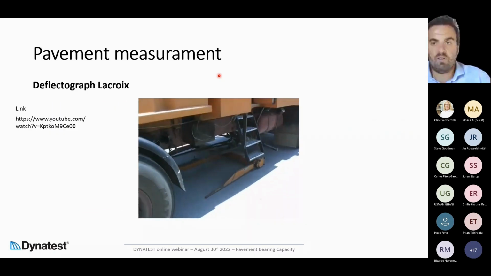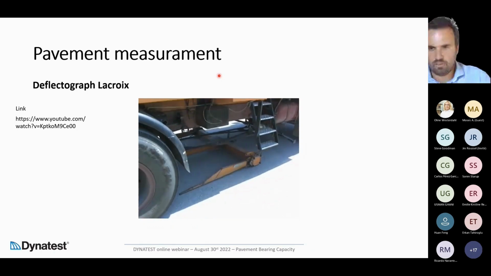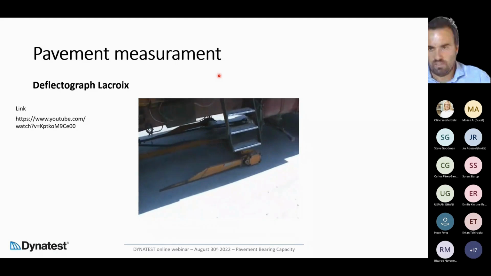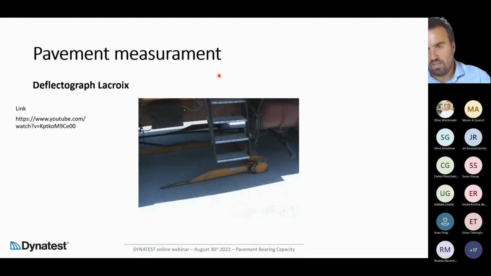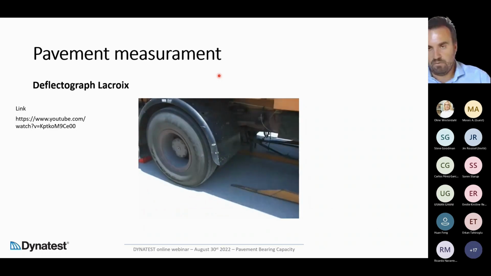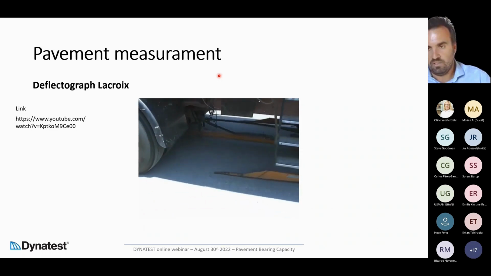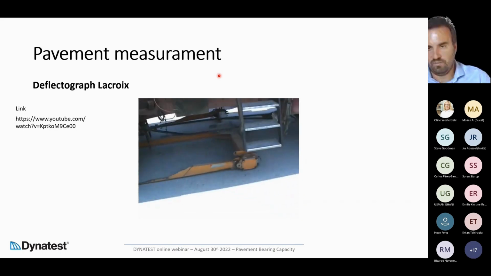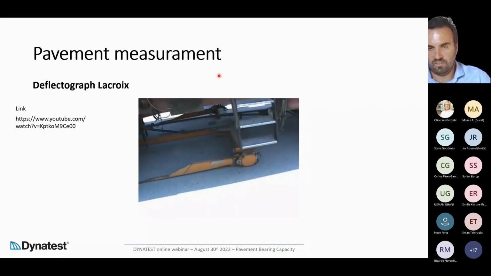Here you can see a video that shows the principle, the work of the machine, and there is the beam that is moved and waits for the load. So in the meanwhile, the system can record different deflections at different distances of the load from the beam.